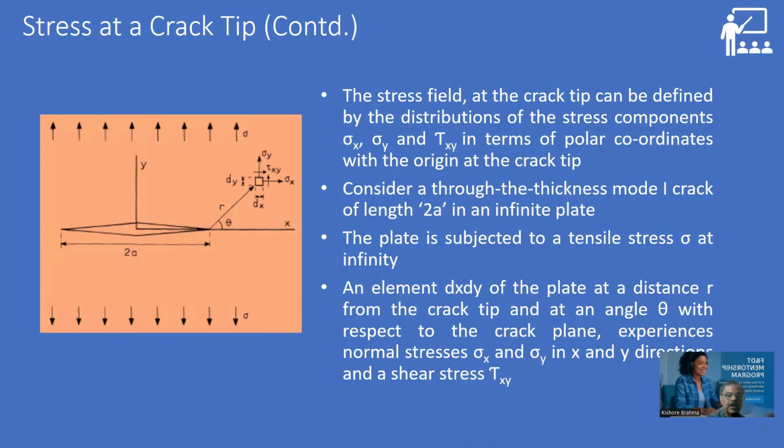If it is required to find out the disturbances of stress ahead of the crack tip of an infinite plate with a center crack of 2a, any point ahead of the crack tip in polar coordinates can have sigma x, sigma y, and tau xy. Consider a through-thickness mode 1 crack of length 2a in an infinite plate. The plate is subject to a tensile stress sigma at infinity. An element dx dy of the plate at distance r from the crack tip, at angle theta with respect to the crack plane, experiences normal stresses.